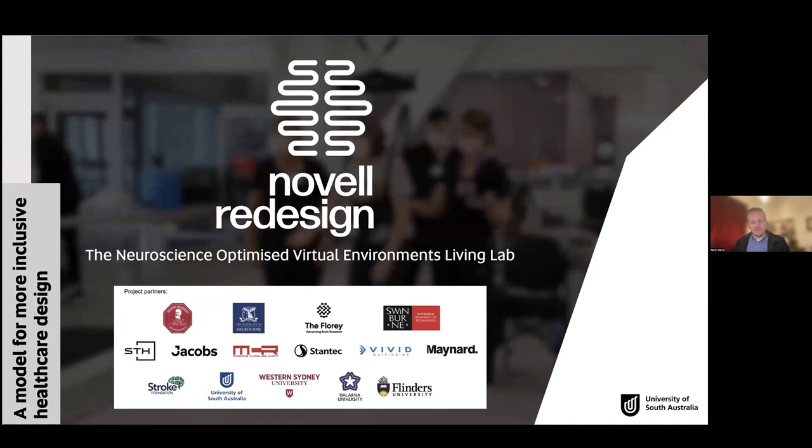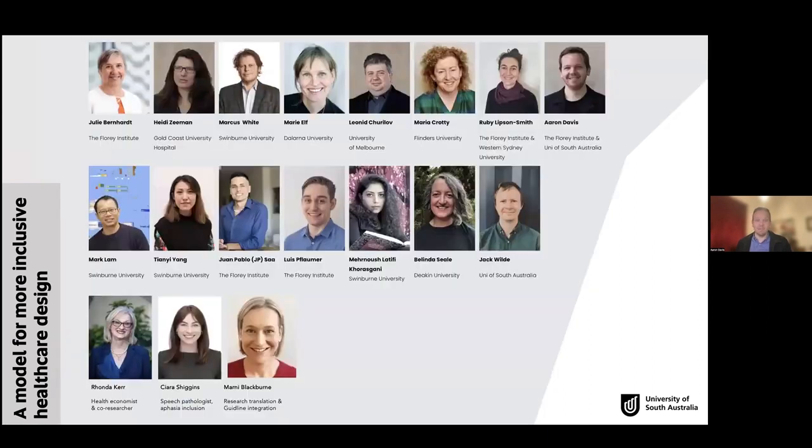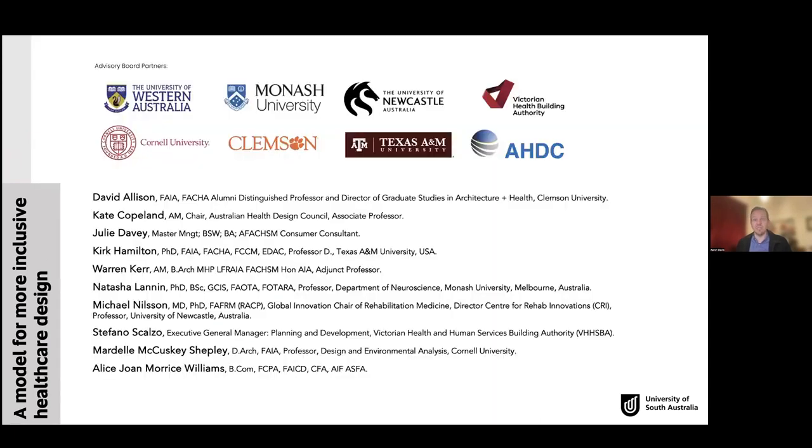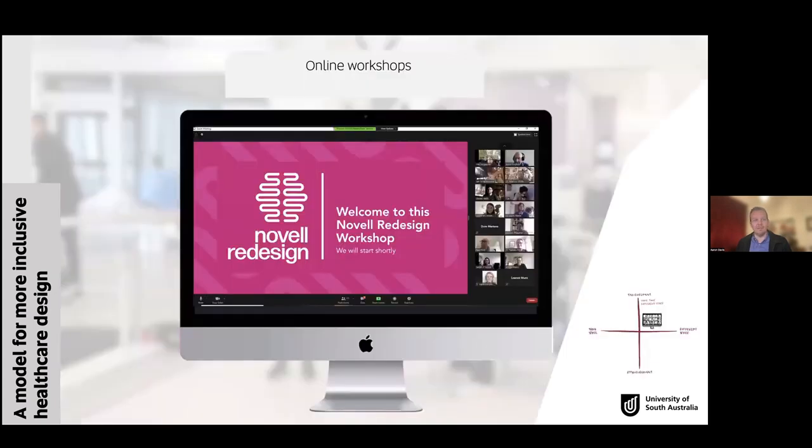So to illustrate a bit more about these ingredients, I thought I'd just share a project that I've been working on for about the last 4 years or so, which is the Neuroscience Optimized Virtual Environments Living Lab. It's an example of how healthcare architecture might be done in a different way. I have a number of project partners and collaborators there. I do want to acknowledge this is the lead research team. It's quite a large team, and there are many more other people. We have 104 co-researchers involved in this project. We also have a fantastic steering committee with some names those familiar with healthcare architecture may remember around the world.